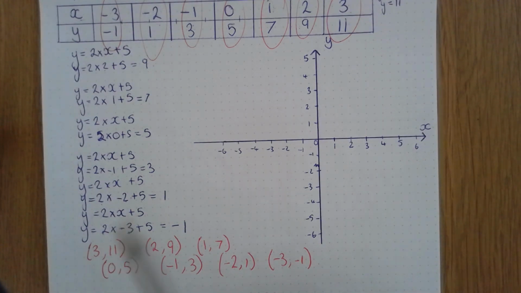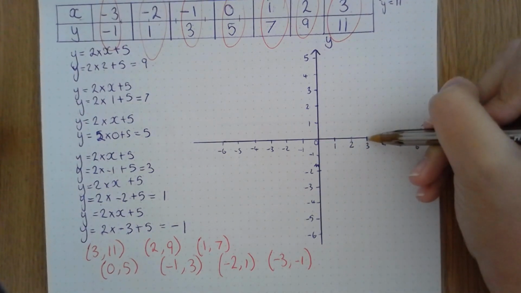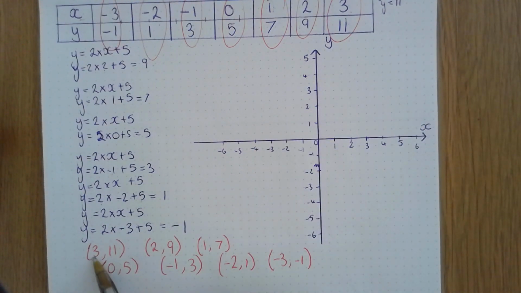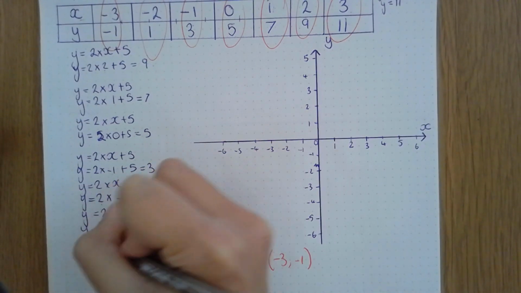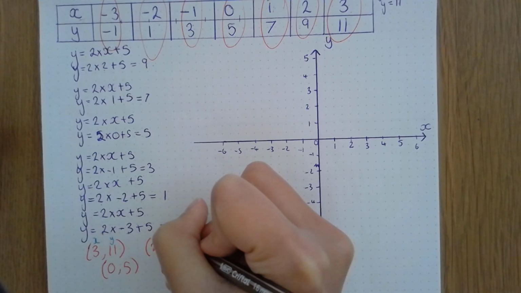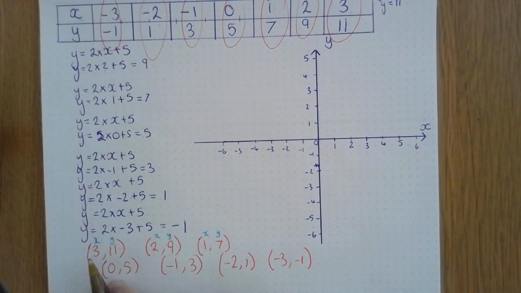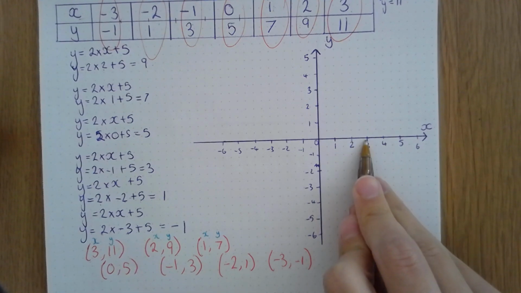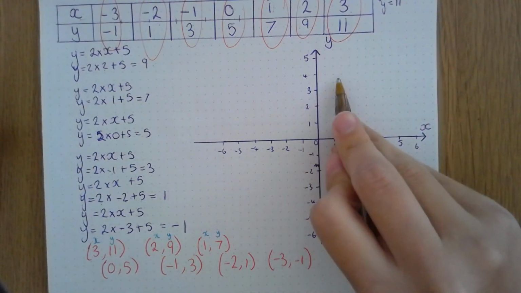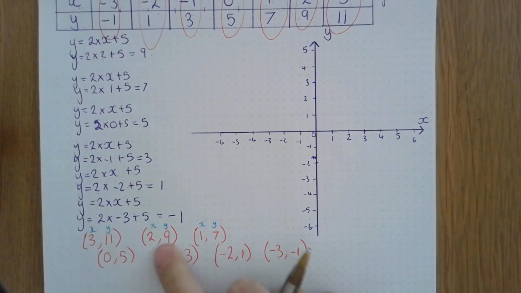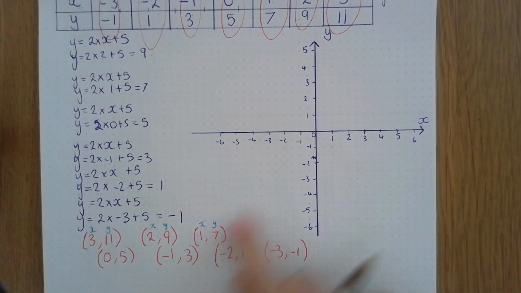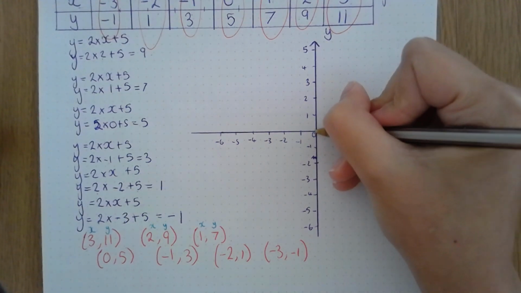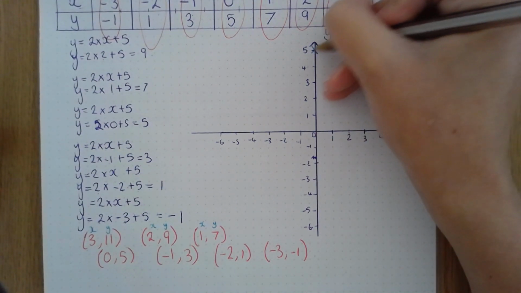So 3, 11, that means along 3, 11 up. Remember, the first number is the x, the second number is the y. So we find 3 on the x-axis and then up to 11, but that's not on there, so we're not going to plot that point. 2, 9, we can't go up to 9. 1, 7, can't go up to 7. 0, 5, so I go 0 along and 5 up, which is there.